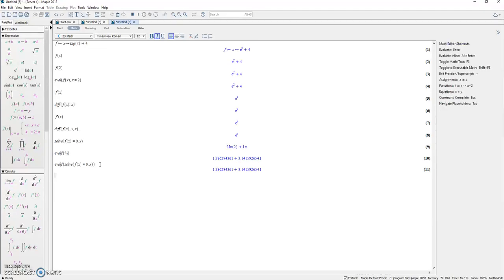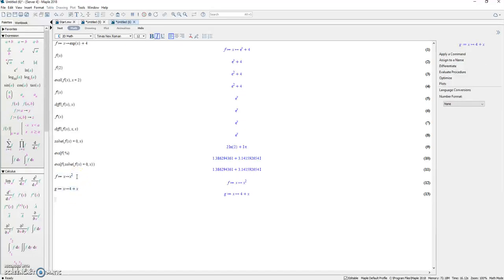You can define multiple functions inside Maple provided they have different names. For example, you could store f of x equals x squared and g of x equals 4 plus x. If you define a new function using the same function name as a function defined prior, Maple will overwrite the original function and use the most recently executed definition.